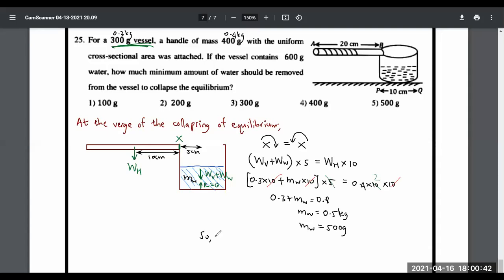So, what is the mass of water removed? Mass of water removed is going to be, initially we had 600 grams. So 600 minus 500, that is 100 grams. Right. So the answer for this question is going to be the first one, because they're asking for the mass of water removed. Right. Maybe you have not come across questions like this. It's quite understandable because still you are in term 1. Get used to these things, practice. Okay.